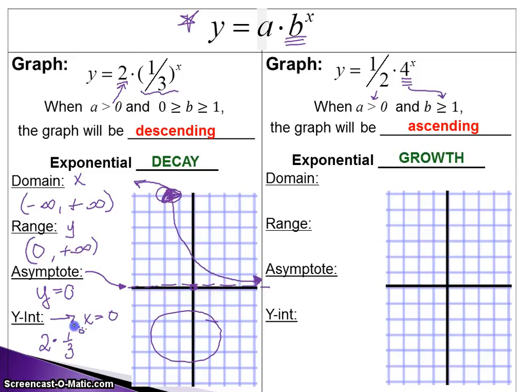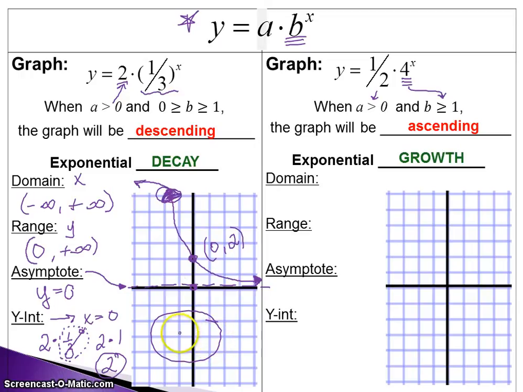Well, hopefully we remember from the last couple chapters, anytime you have a power of 0, it cancels and just becomes 1. So this is 2 times 1, which is 2. So my y-intercept, as you can tell on my graph right here, is at (0, 2).